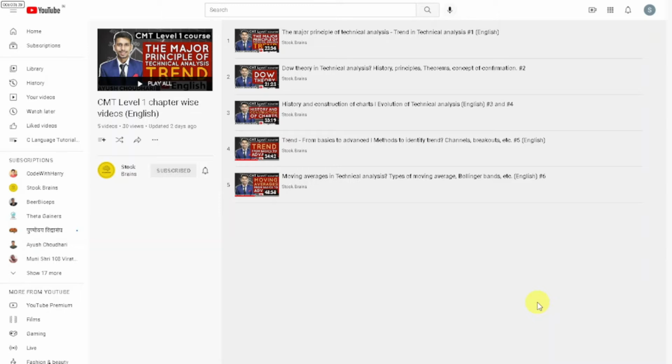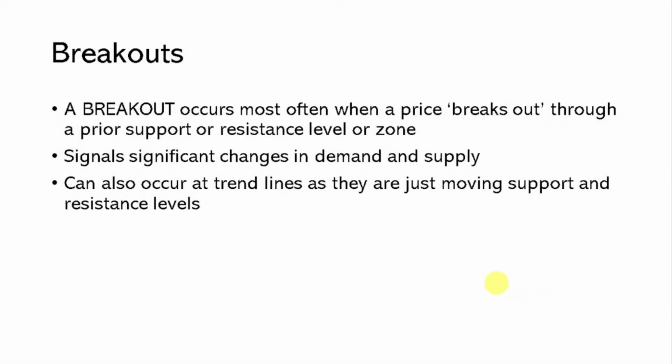Now let's go back to our breakout topic. First let's understand what is a breakout. A breakout occurs when a major price breaks a prior support or resistance level. Breakout happens whenever a price breaks its support or resistance level, and it has to be significant. Whenever a breakout happens, it tells you that there is a significant change in demand or supply, that the demand or supply dynamics have changed.